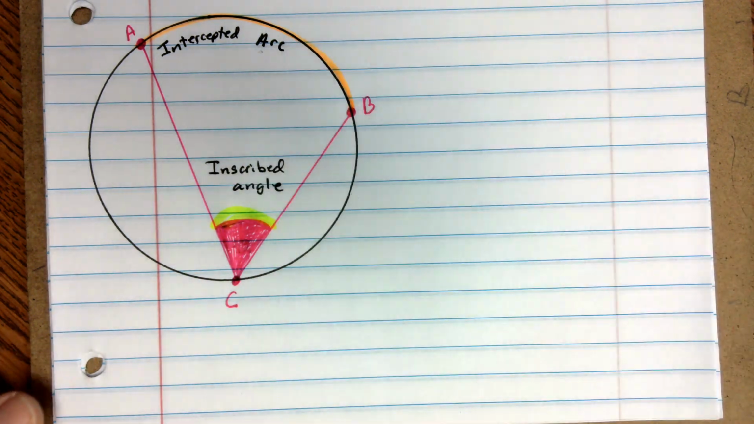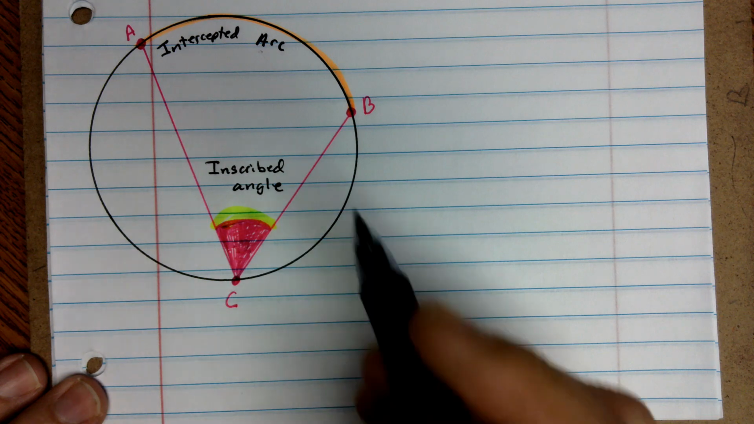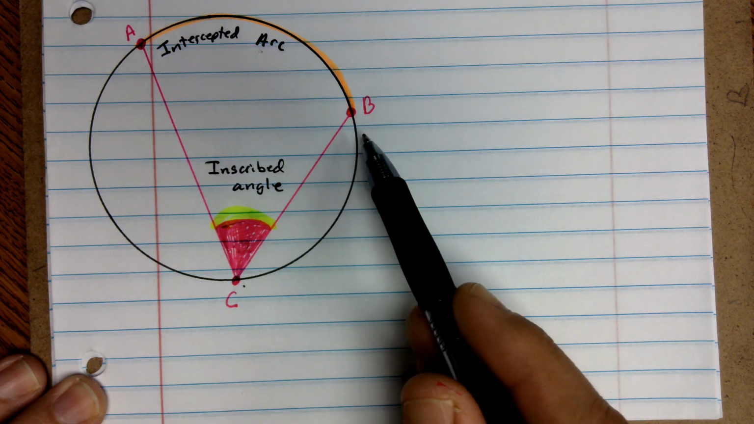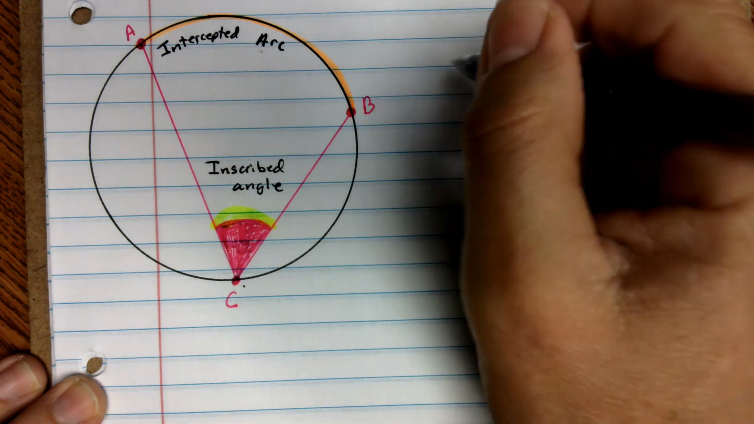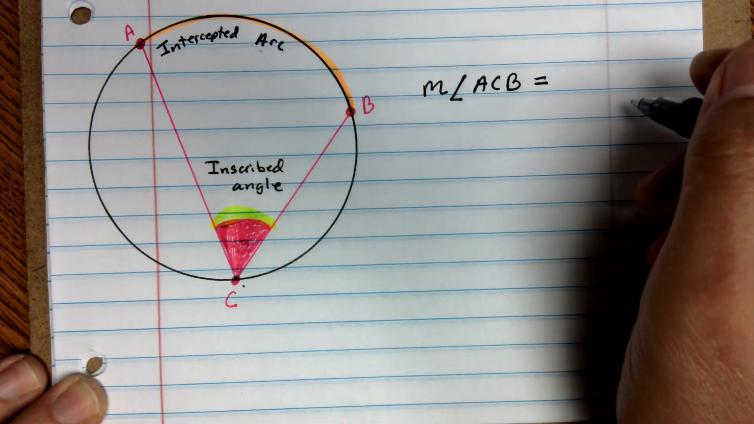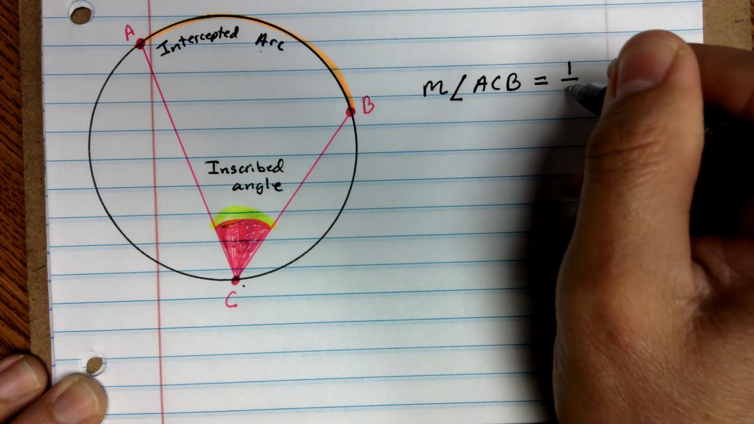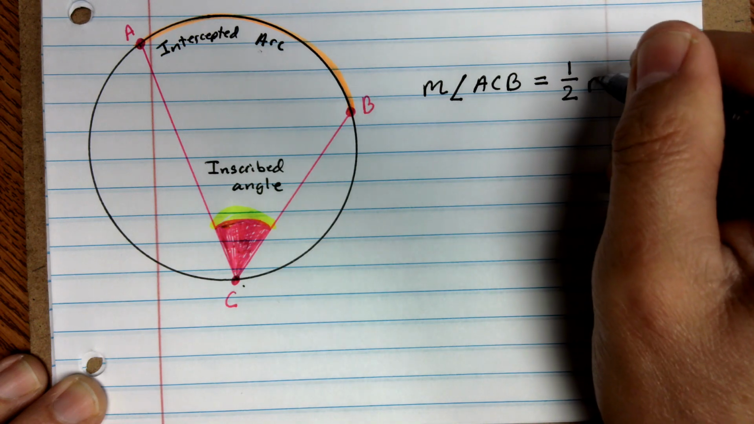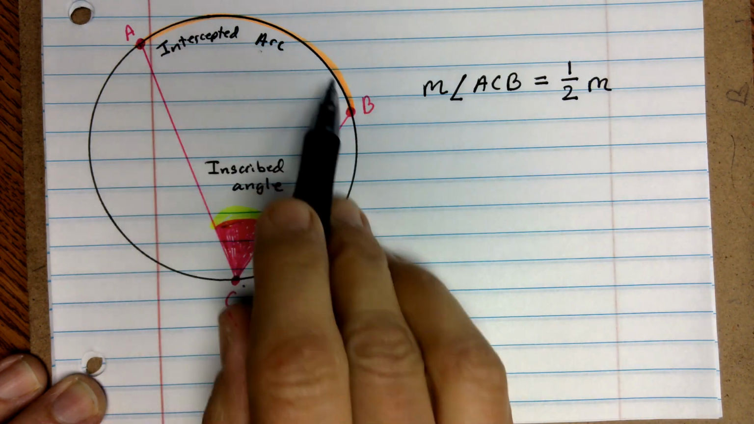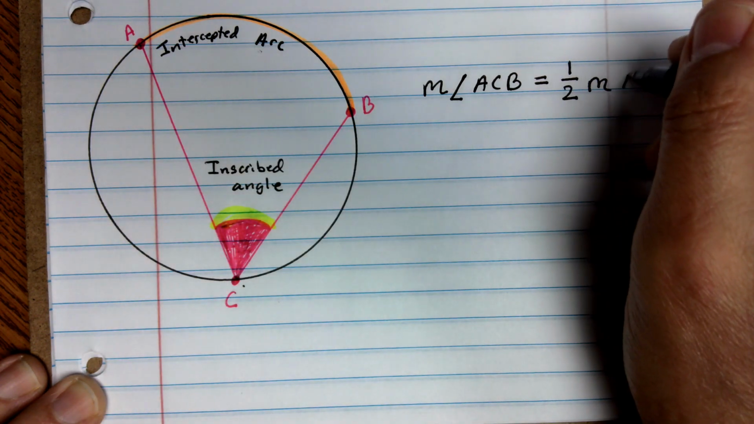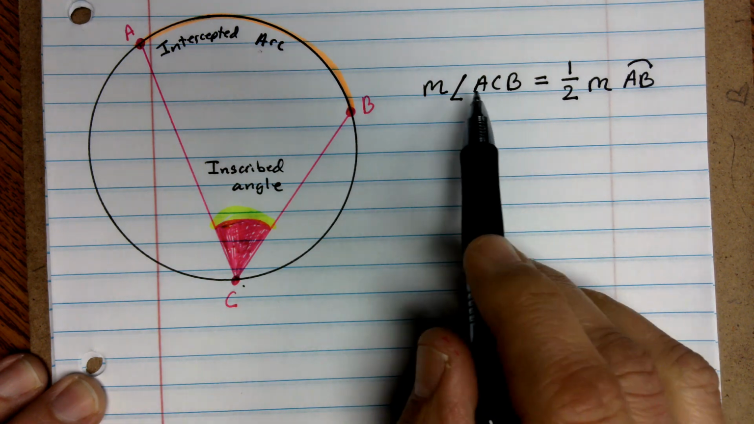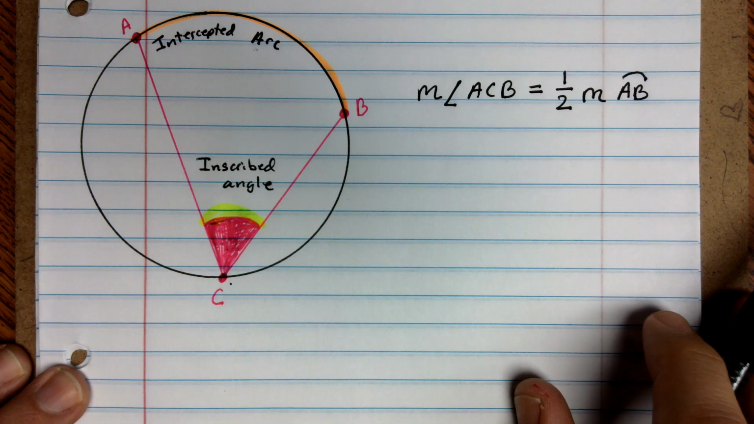Now, both of these have a relationship, and the relationship is the angle ACB, which is our inscribed angle. So I'm going to write that. The measure of angle ACB is going to be equal to 1/2 the measure of the intercepted arc AB. So this is the formula that we're going to use to solve these.